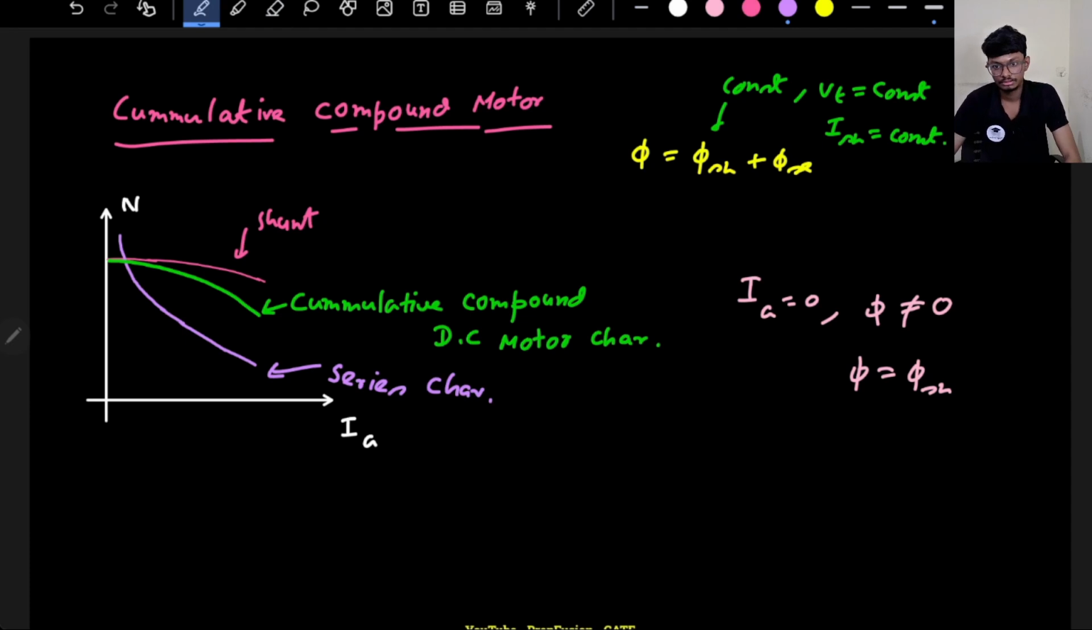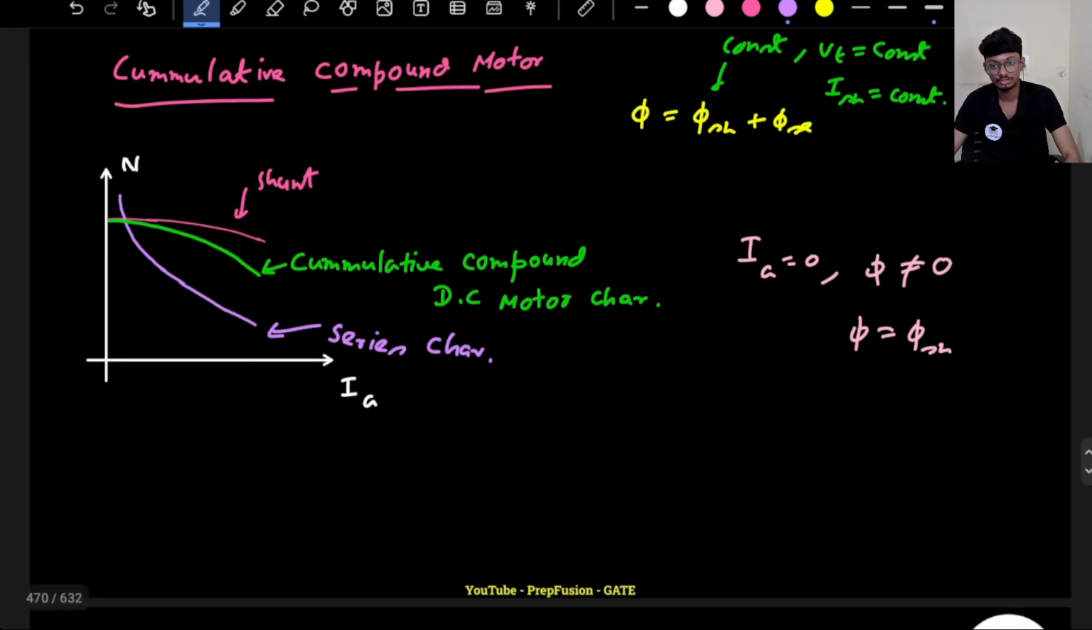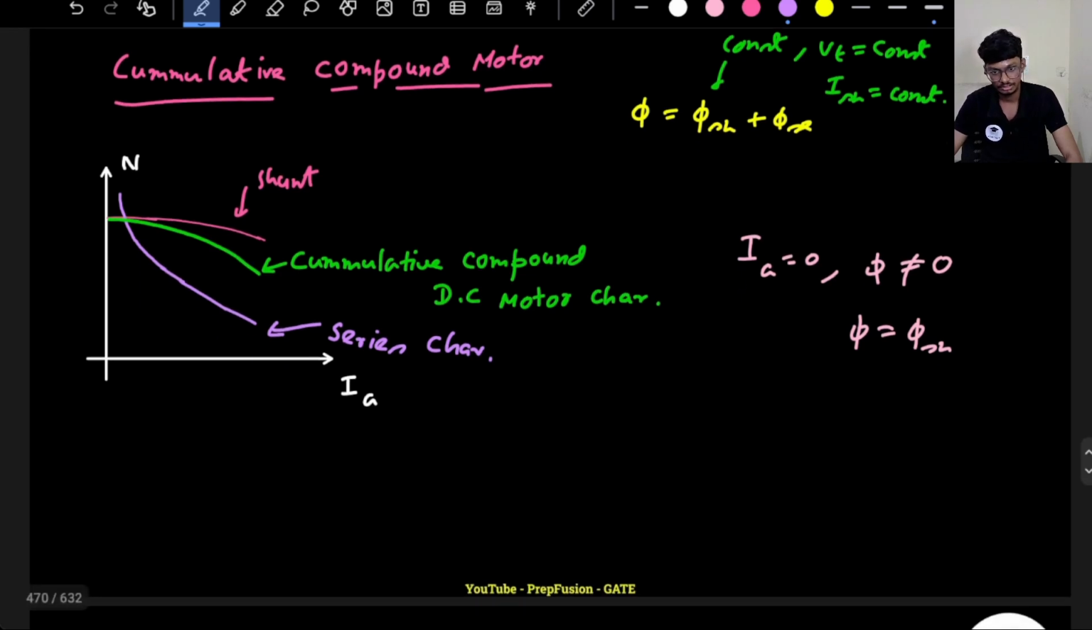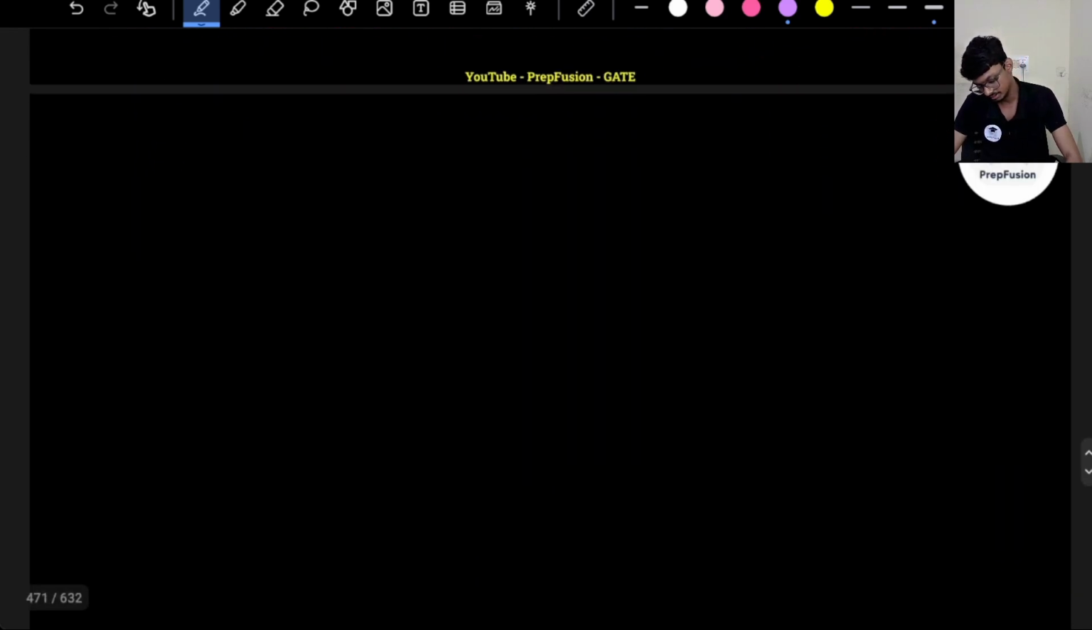Okay, understood. So this was the speed load characteristics. Now what are the torque speed characteristics? Again, let me go back and understand in equations what the torques will be.